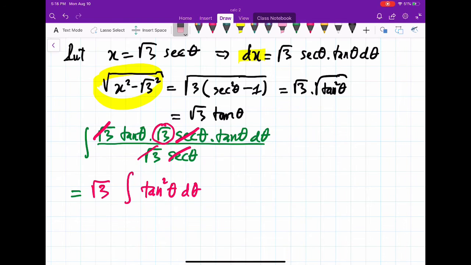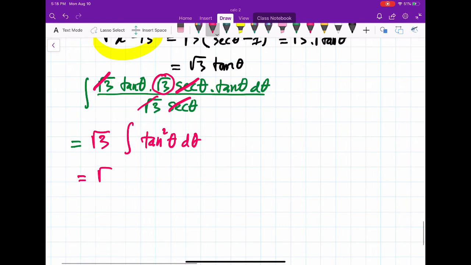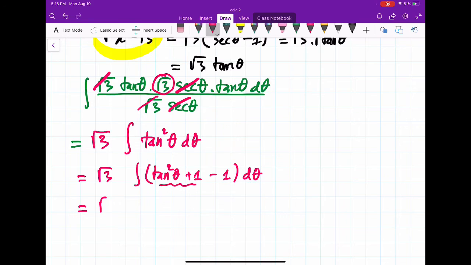We know this. I think we solved this in the very first lecture about integration, but let's do this again. I have square root 3, so I have to add 1 and then subtract 1, because I know that tangent square plus 1 is the derivative of tangent, so the antiderivative of tangent square plus 1 is tangent. I have square root 3.